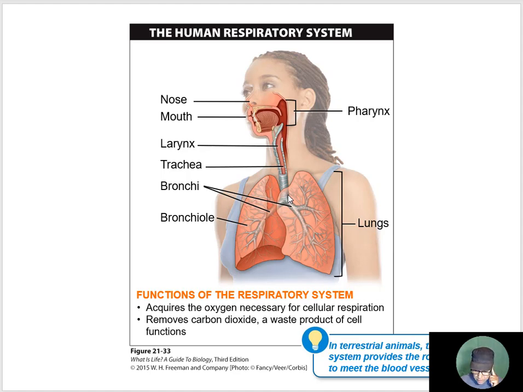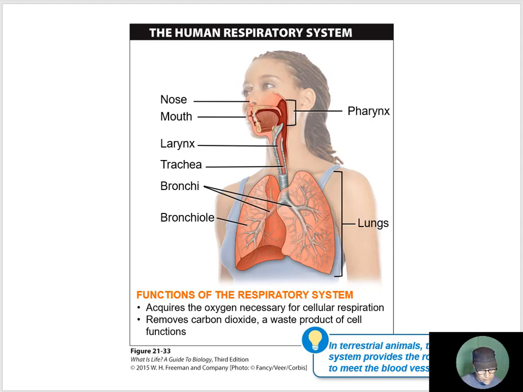And so in terrestrial animals, the respiratory system provides the route for inhaled air to meet the blood vessels of the body and to acquire the oxygen necessary for cellular respiration and to remove the carbon dioxide, the waste byproduct of cellular functions.